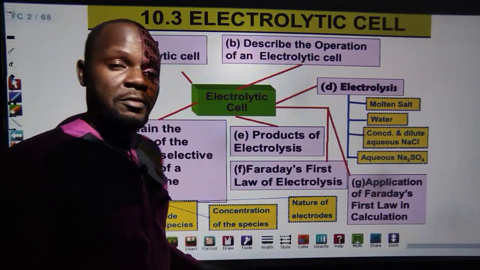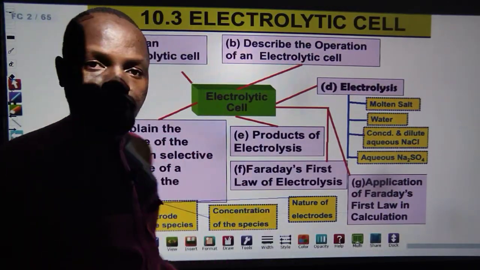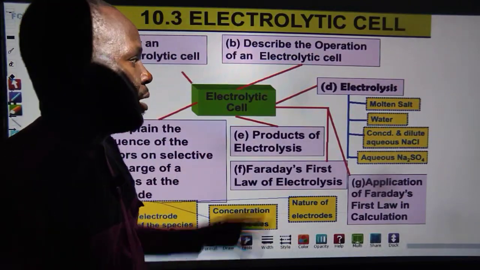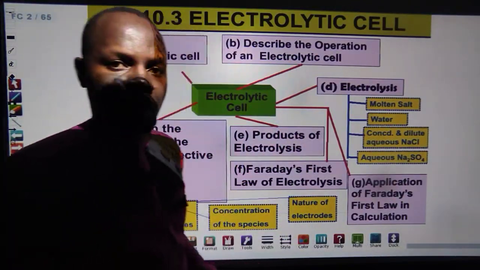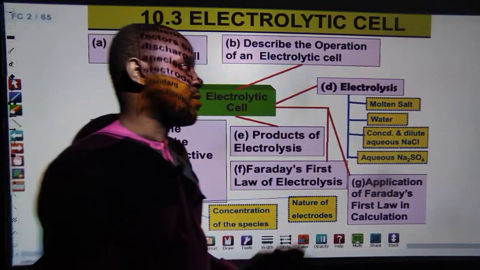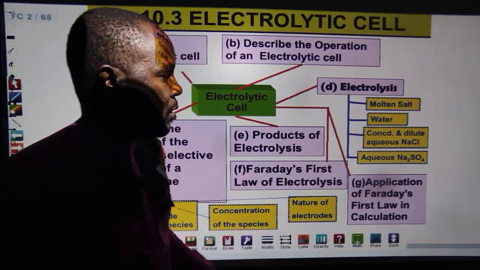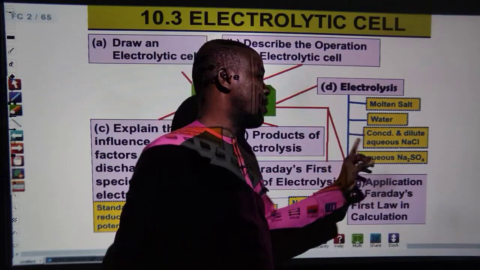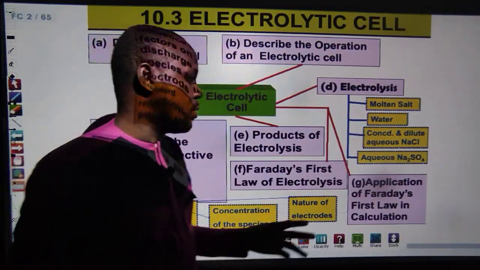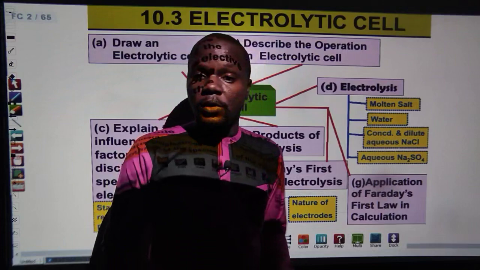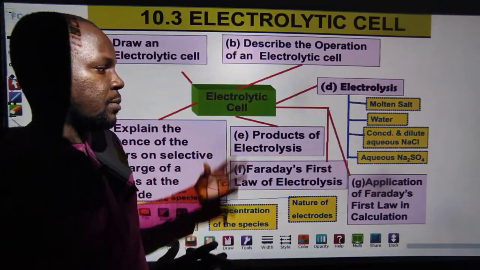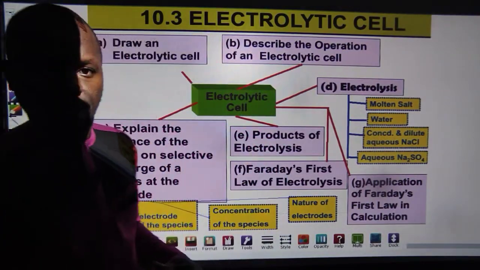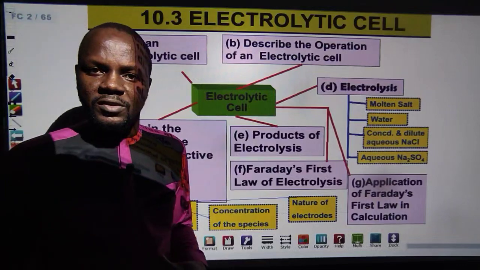We're going to consider Faraday's first law. We're going to talk about the uses of electrolysis in general, and the electrolysis of different compounds. The ones I'm going to take are molten sodium chloride and sodium chloride dissolved in aqueous water. We're going to talk about water itself, concentrated and dilute sodium chloride, and aqueous H2SO4. I'm going to put some exercises in it also, in which you are going to try and see if you understand this.